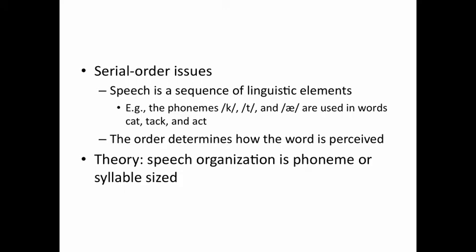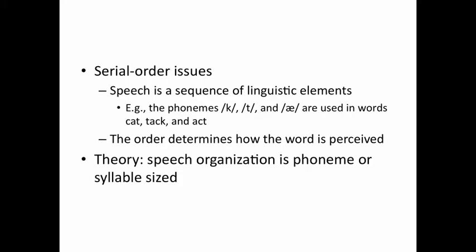All right, it can be tested with a model, and we can talk more about which models have addressed these issues, or which models have taken these issues into account when we talk about different models of speech production. So what is a serial order issue? Speech is a sequence of linguistic elements, right? You're producing the phonemes in a certain order to convey what we want to convey. If we change the order, it's going to change the meaning of what we wanted to convey. So the theory behind that is speech organization, phonemic or syllable sized.